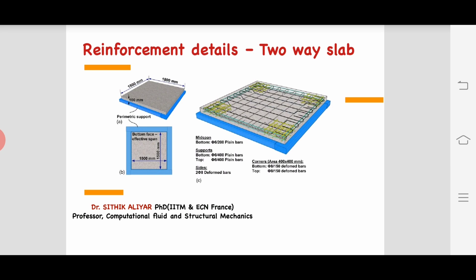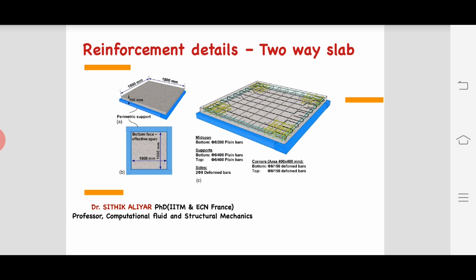You can see the slab dimension they have given here: 1.8 meters cross 1.8 meters, a square slab, and 100 thick slab, and they have given the reinforcement conditions also. And one more thing I forgot to tell: when you are designing a two-way slab in restrained condition, you will divide the slab into edges, middle strip, and edges again.